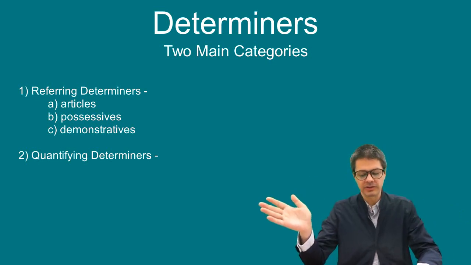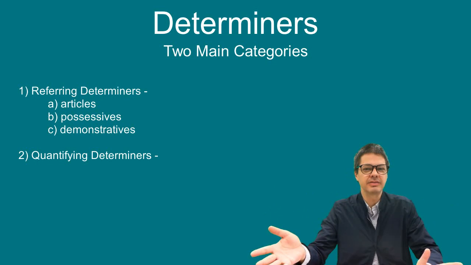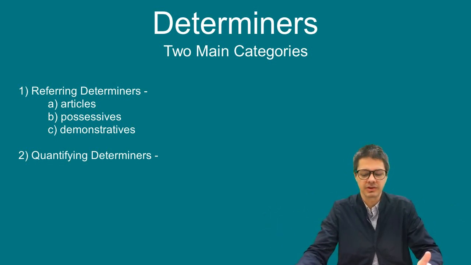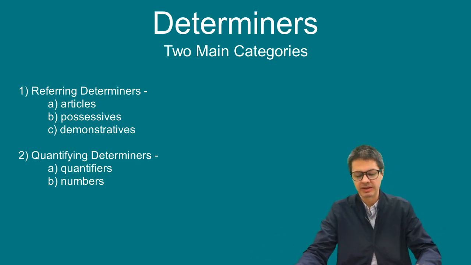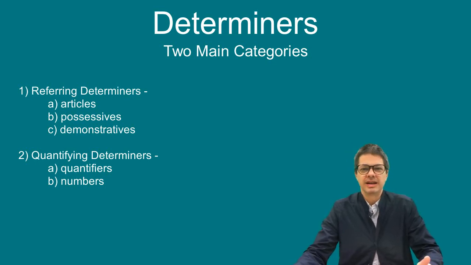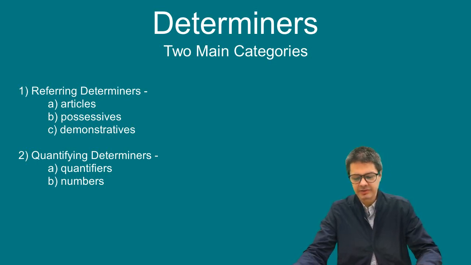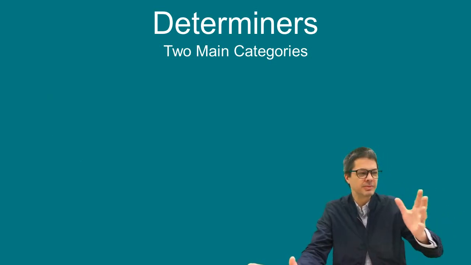Quantifying determiners, on the other hand, show how much or how many of something we have. So numbers are quantifiers, right? 3 cheeseburgers. I'm hungry already. 3 is a quantifying determiner. Or something like that, right? I have a little money. Little is quantifying. How much do you have? A little. Good. All right, so we know basically what types of determiners they are.